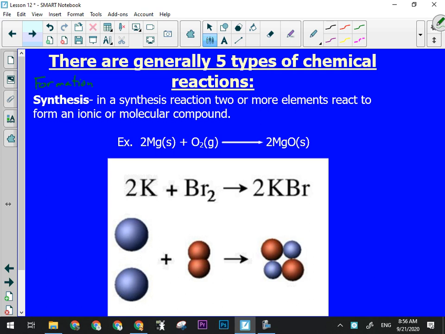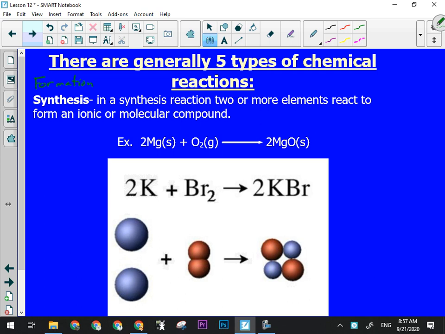Remember, the law of conservation of matter says matter can't be created and it can't be destroyed. So in a chemical reaction, I need to make sure that the number of each type of atom on the reactant side is the same on the product side. If it's not, I have either created matter or destroyed matter, which means I am God because he's the only person who could do that. Since I'm not, I can't. And so my reaction has to balance.